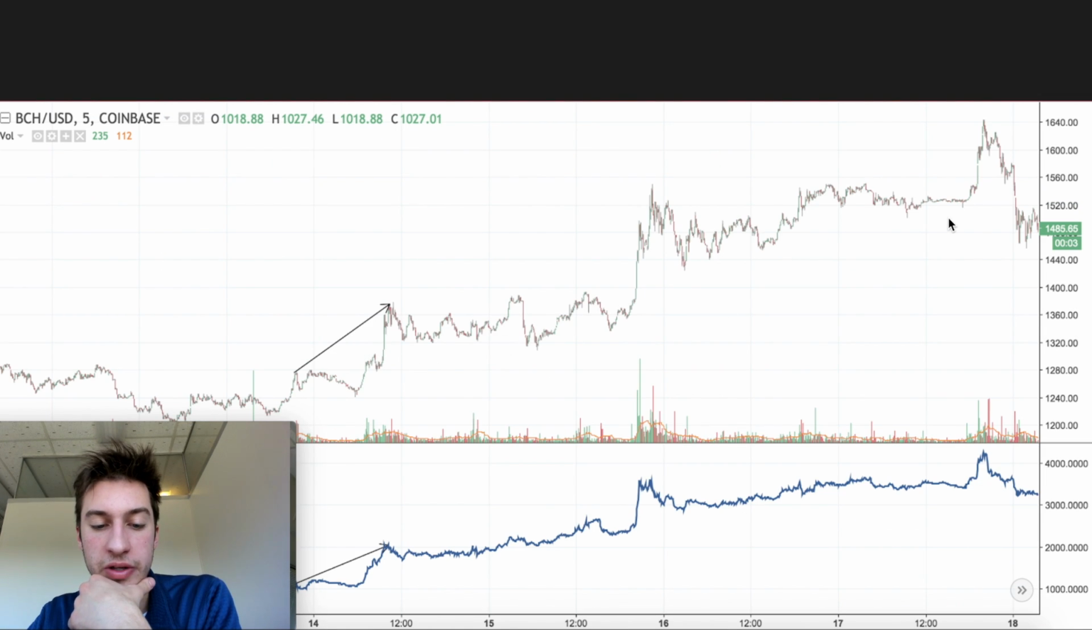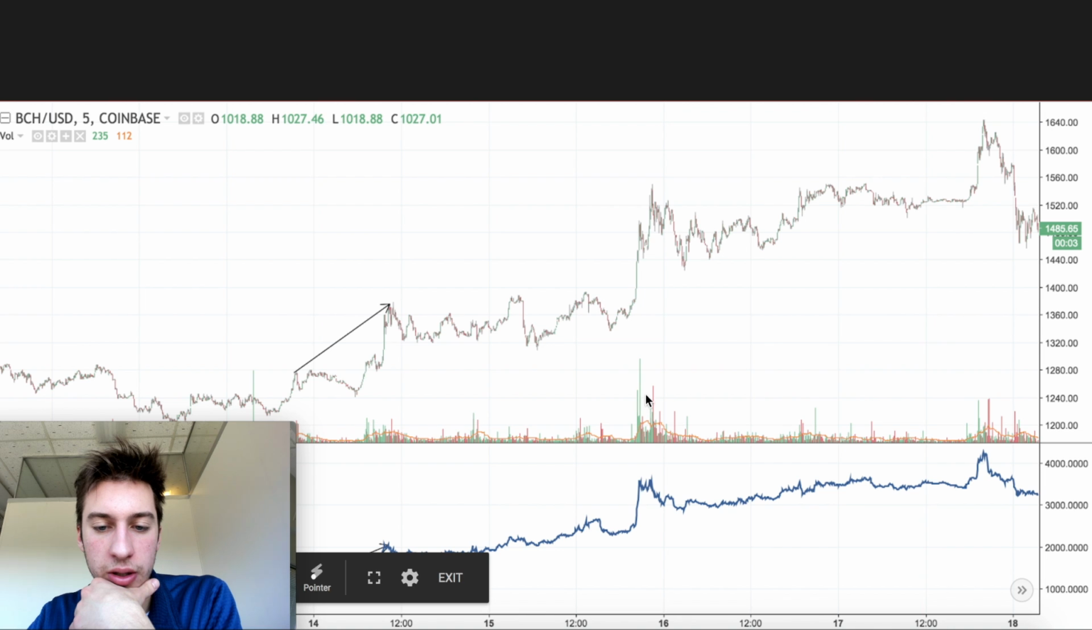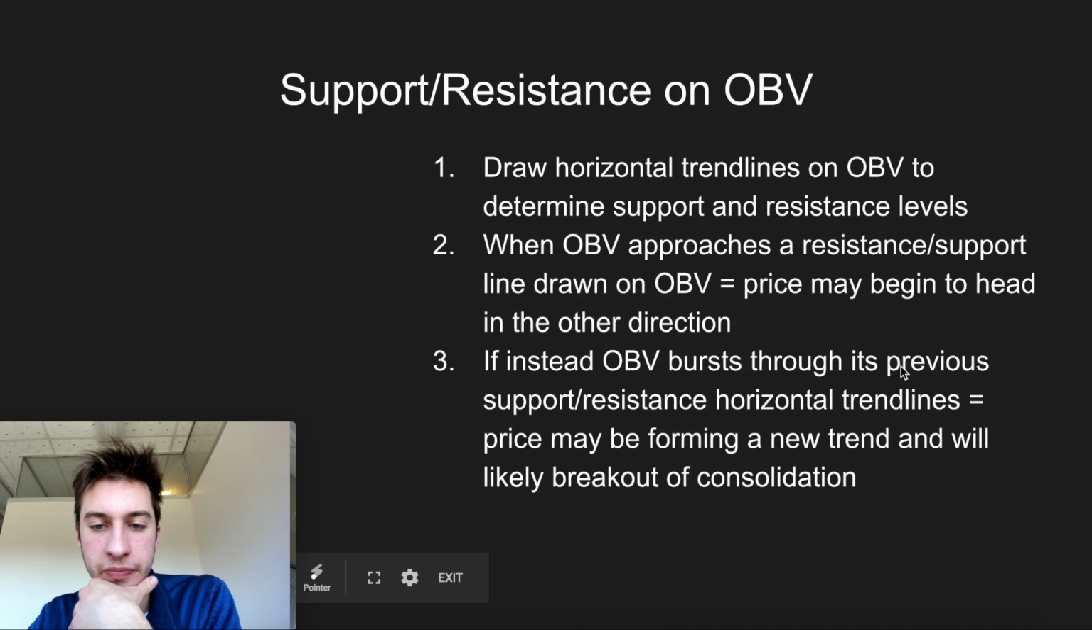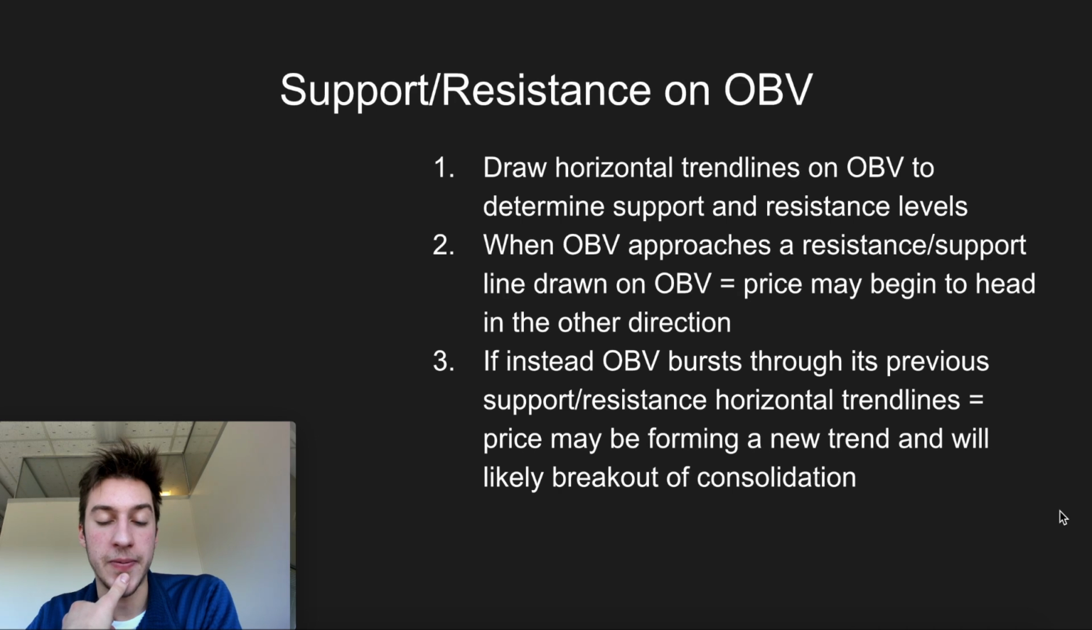Price goes much higher, as you can see. I just wanted to add that little note on trading using the OBV. Another way, and this is probably my favorite way to use OBV, and how I used to use it in the past, is to draw trend lines on OBV, horizontal trend lines.